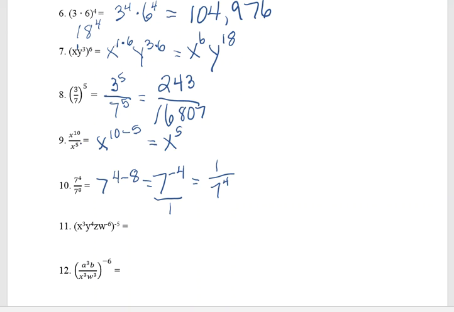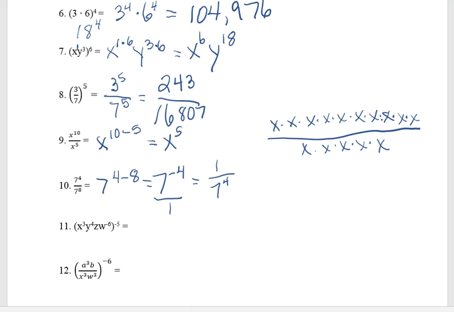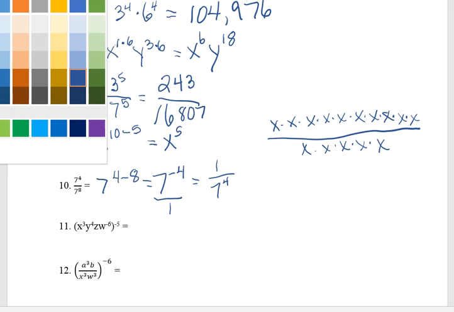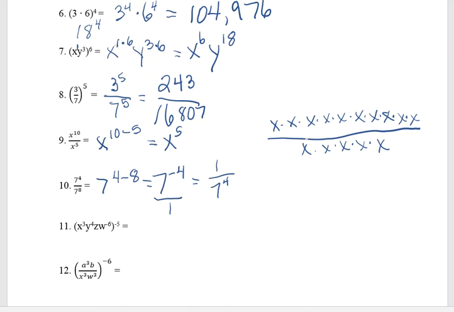Now I want to show you for a second with these two division problems what's happening. So this top one on number 9 says that you have 10 x's. 1, 2, 3, 4, 5, 6, 7, 8, 9, 10. The bottom one says we have 5. 1, 2, 3, 4, 5. I'm going to switch colors here real quick so I can show you. What happens if you have something over itself, it cancels. And it cancels, and it cancels, and it cancels, and it cancels. So what you notice is we have now 5 x's left. So that's how I got that answer.